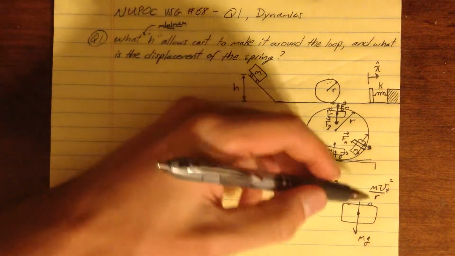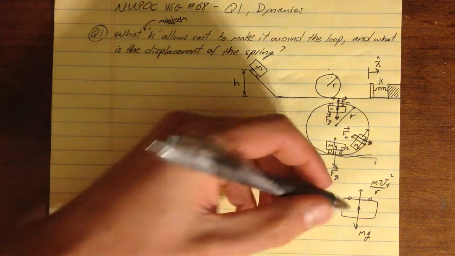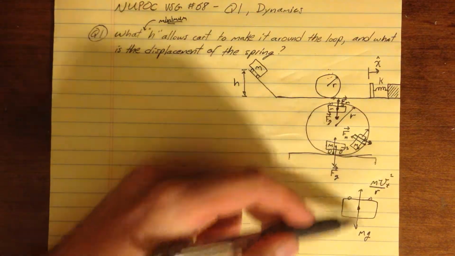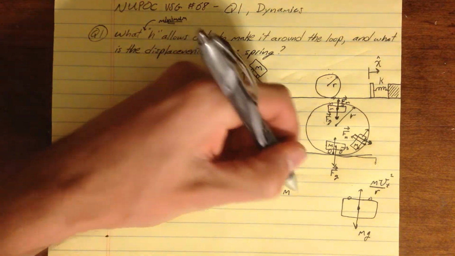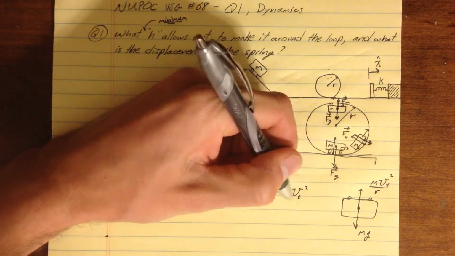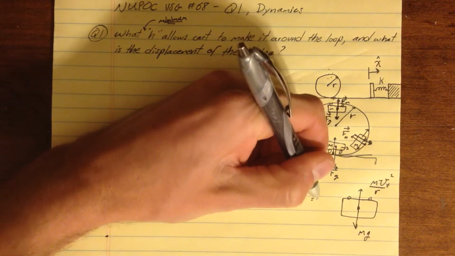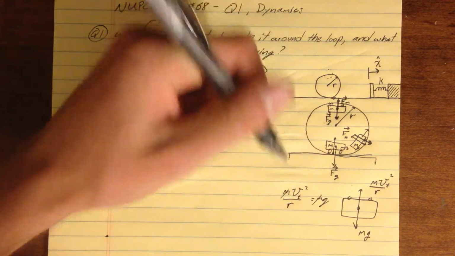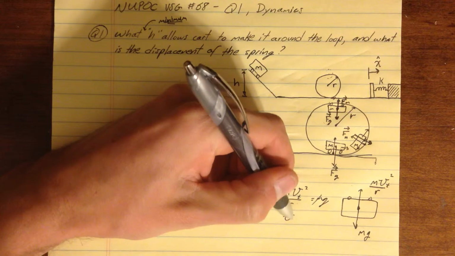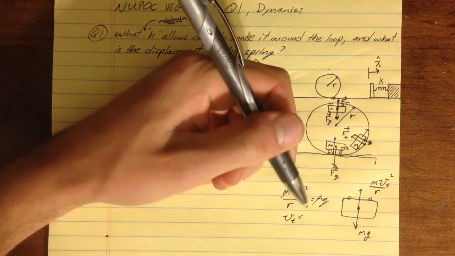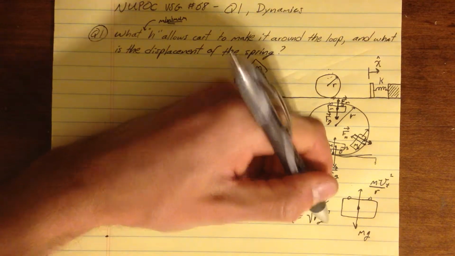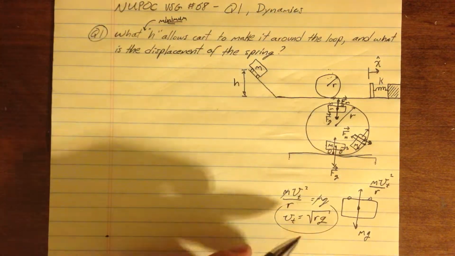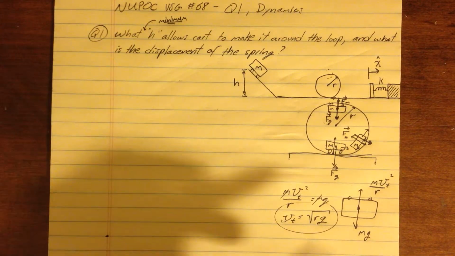And so at the very top of the loop, we want these two forces to be equal and opposite. So we want these two numbers, the magnitudes of the force, to be equal. So we can say that m v_t squared over r equals mg, and of course we can cancel the m's, and we can see that we want v_t to be equal to root rg. And that's a minimum v_t that will get this cart through the loop.